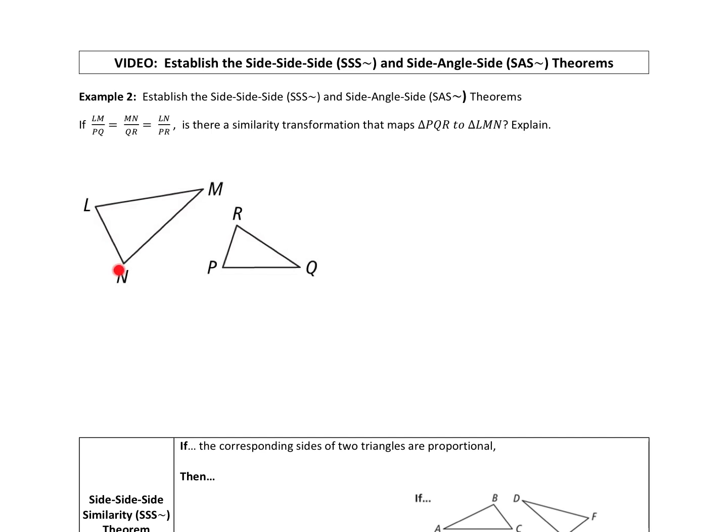So we can see we have two triangles, and they told us some information right here. If you notice, they're not telling us anything about the angles. They're telling us some things about the sides. So when you're working with just sides, you're going to want to examine the scale factors. Remember, those scale factors are the ratios of corresponding sides.